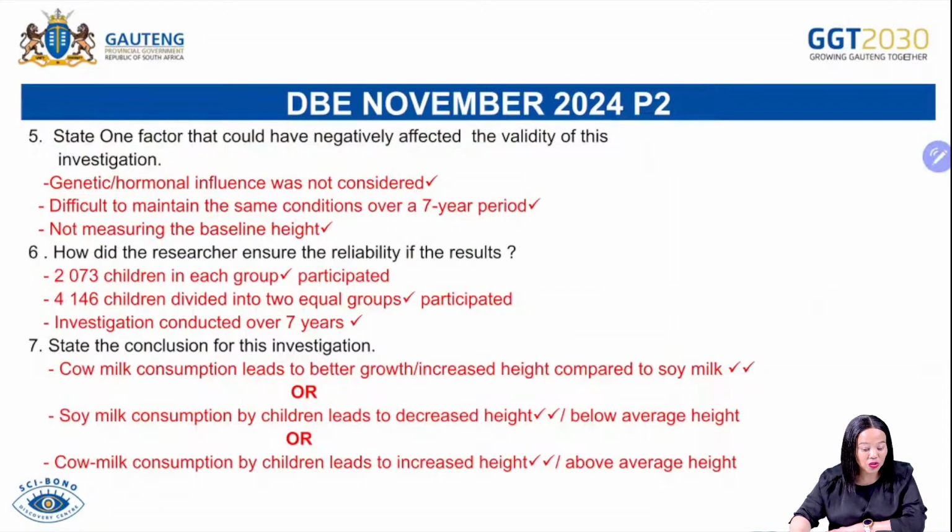State the conclusion for this investigation. Hopefully you got it right, that if you look at the data that you were provided with, cow's milk consumption leads to better growth or increased height compared to what? To soy milk. Or one can say soy milk consumption by children leads to a decreased height or below average height.